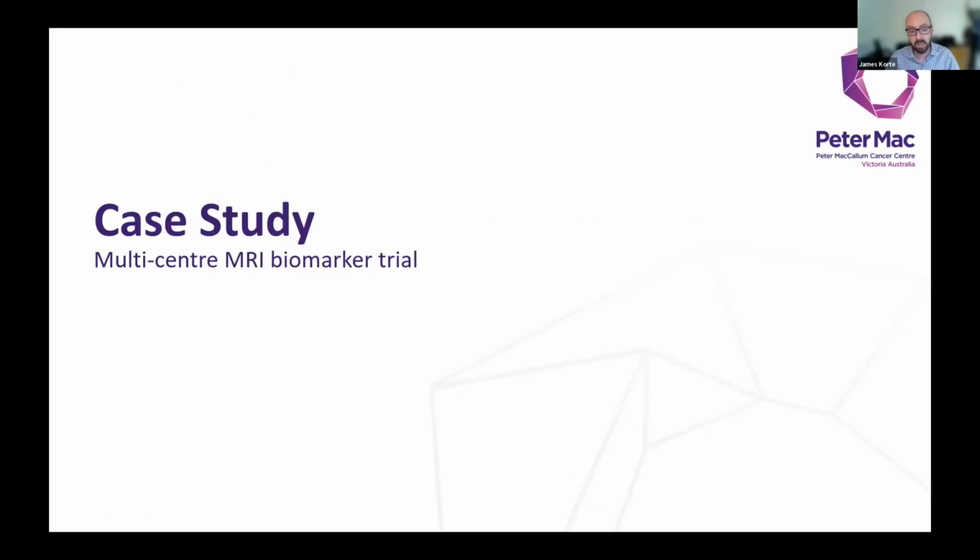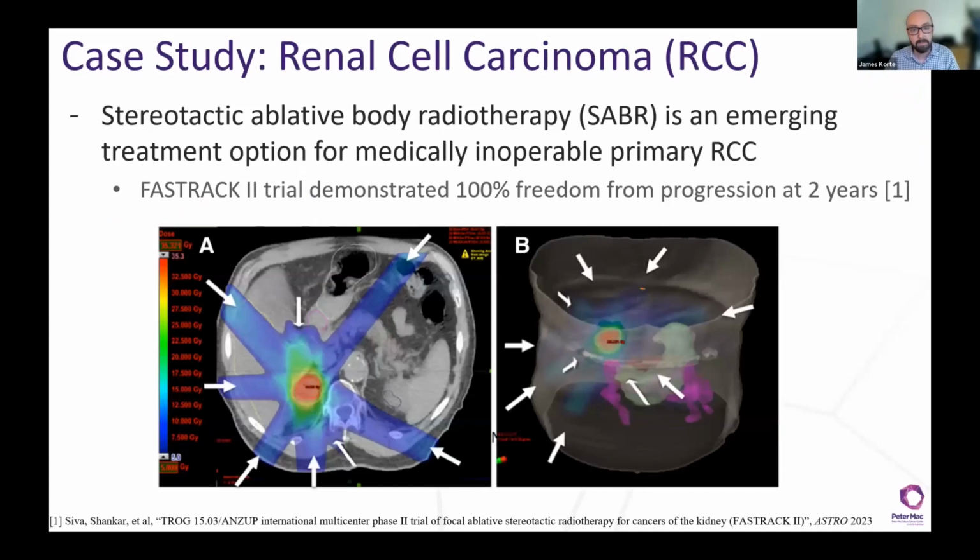So let's jump into the case study. This is a clinical trial, a phase 2 trial, which has been running over, I think, about the past 4 years now. We're just getting to the analysis phase now. And it's looking at giving stereotactic ablative body radiotherapy. So this is a high dose of radiotherapy given in a single session.